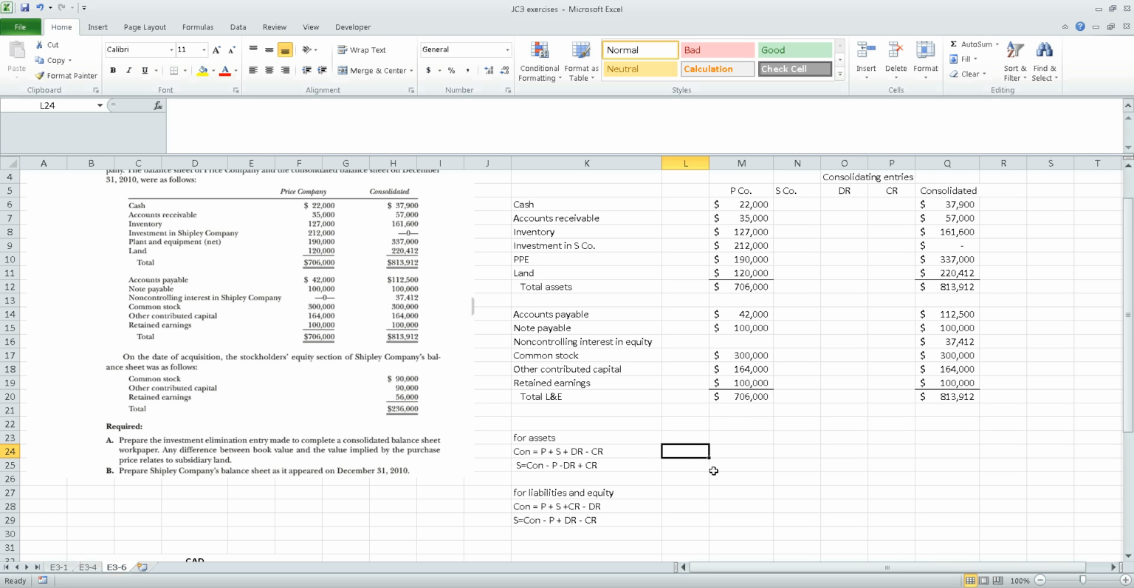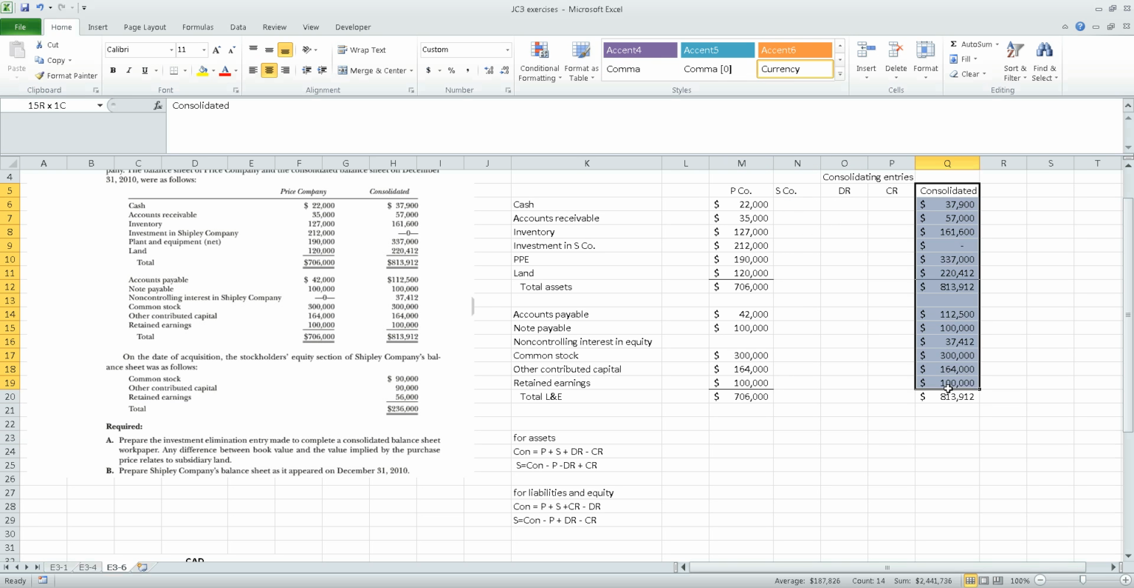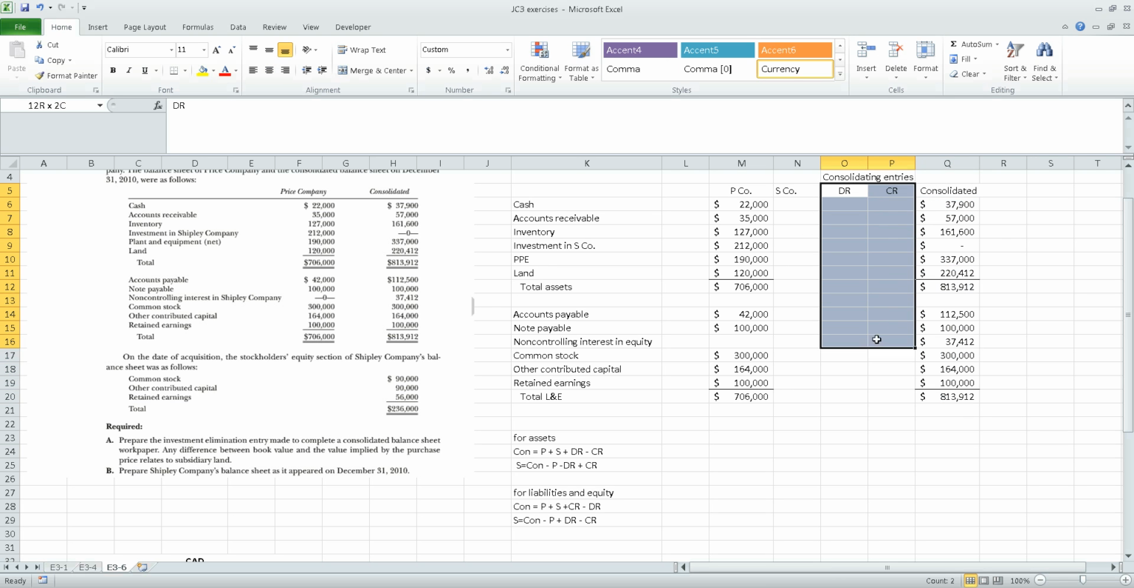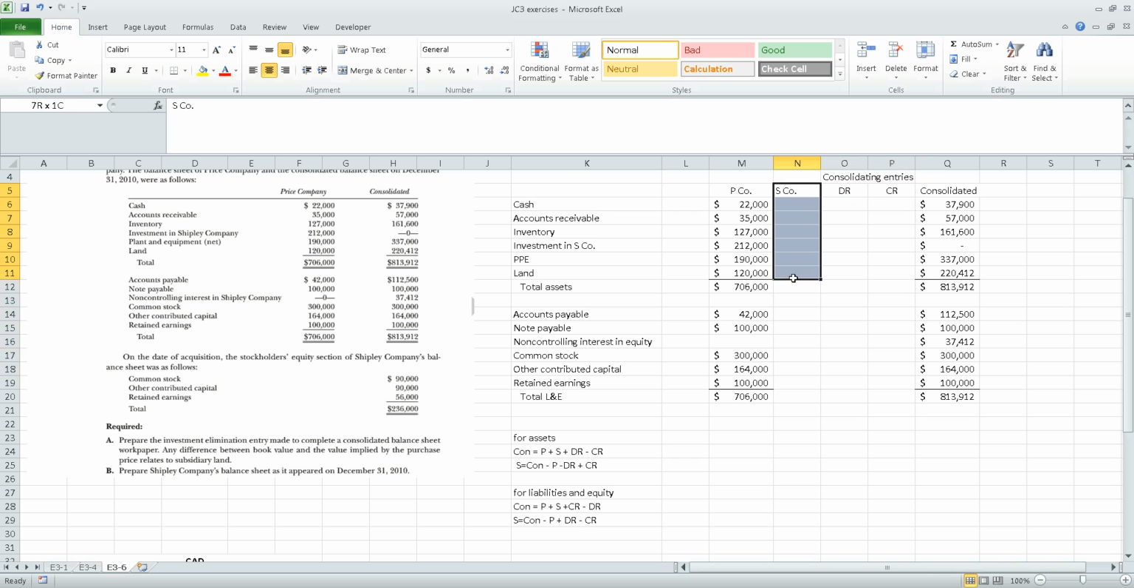What we're asked to do is to prepare the eliminating entry that was made here and then back into what S Company's balance sheet was here. So we're working things a little bit backwards. We're given the parent company balances, we're given the final consolidated balances after the consolidated entry was prepared, and we're asked to back into what the consolidated entry was and what the target company, subsidiary company balance sheet accounts were.